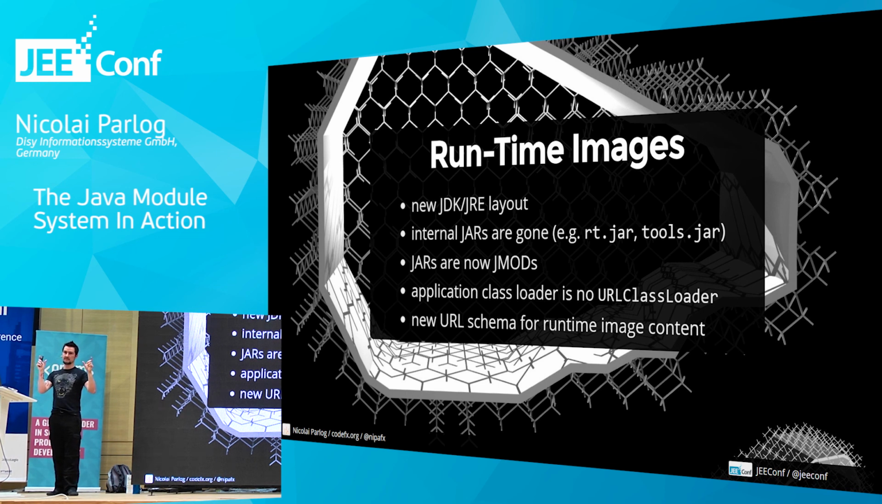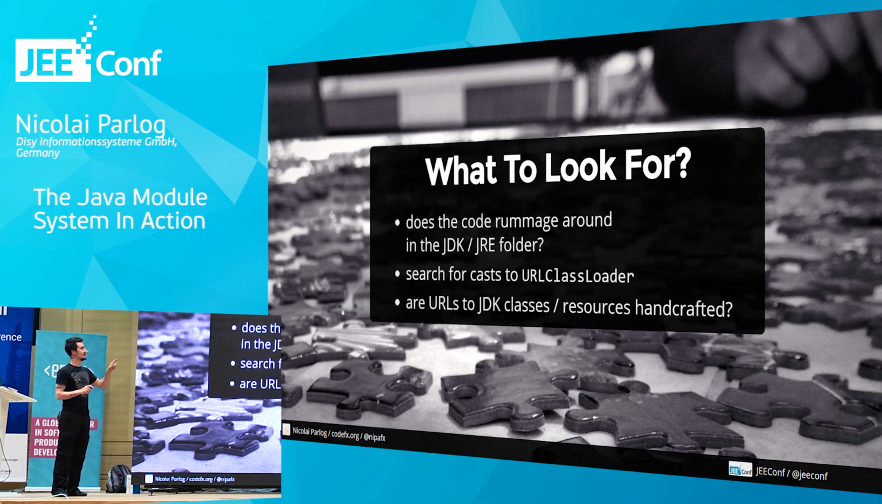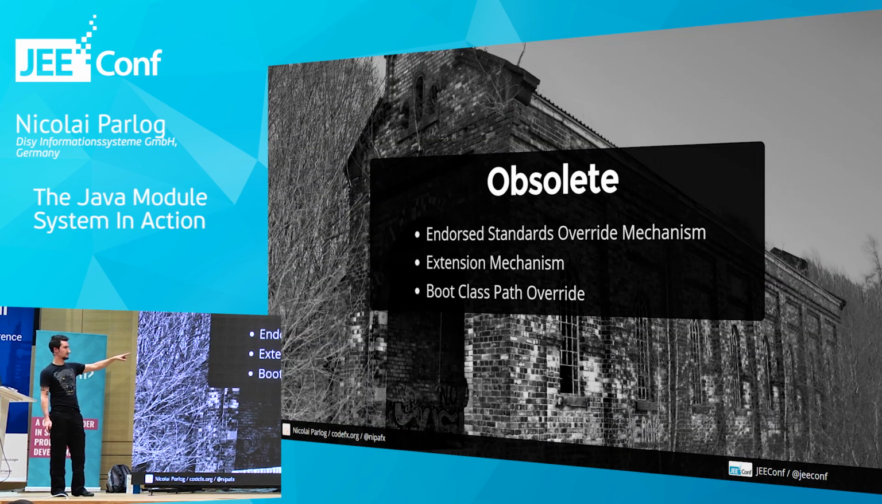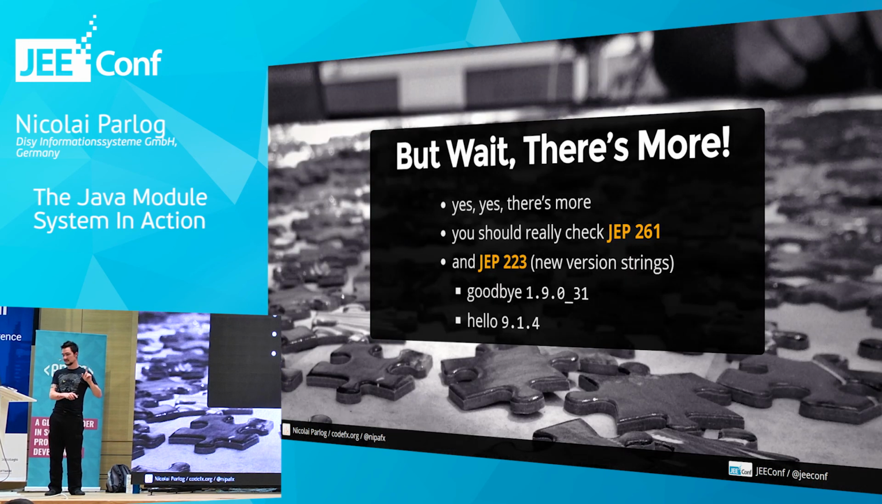JDK and JRE, the folders will not look the way they look now. If you have classes that build paths and look into those folders, this might break. Don't do it. Then these mechanisms became obsolete. The endorse standards override and extension mechanisms, the boot class override, they're largely replaced by this upgradable module concept. If you use this, find an alternative. And yes, there's more. Check JEP 261 and look for more risks that come from Project Jigsaw.